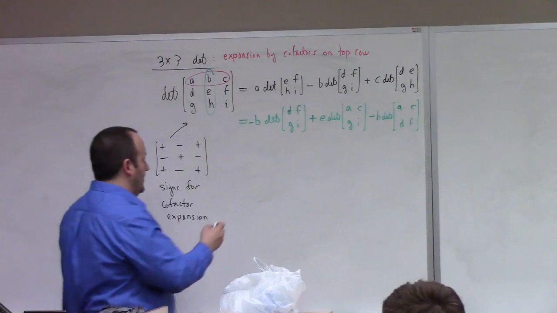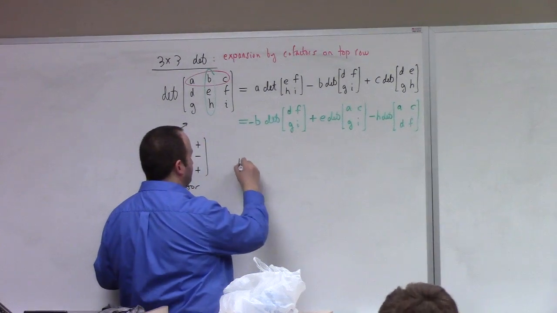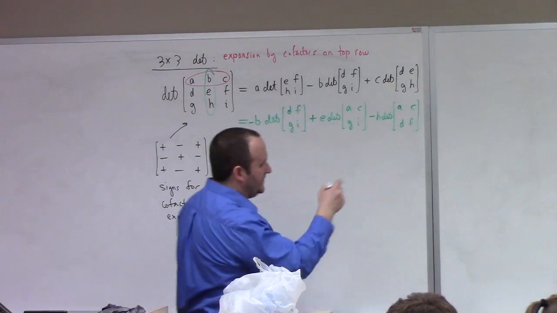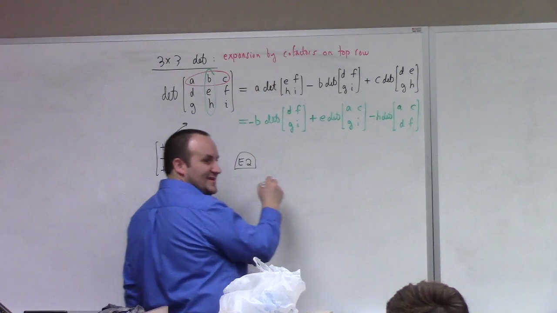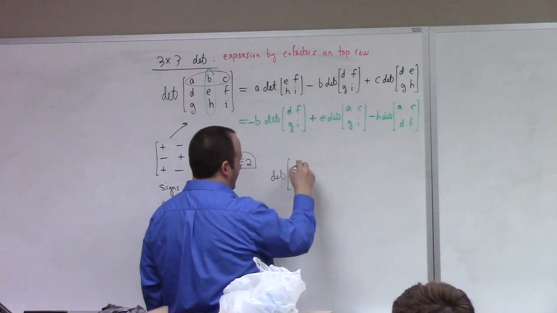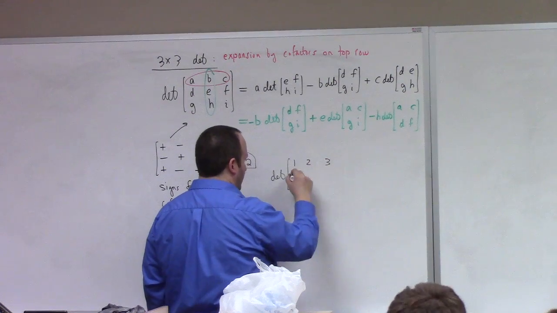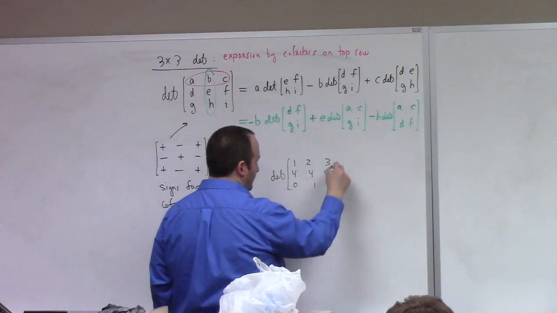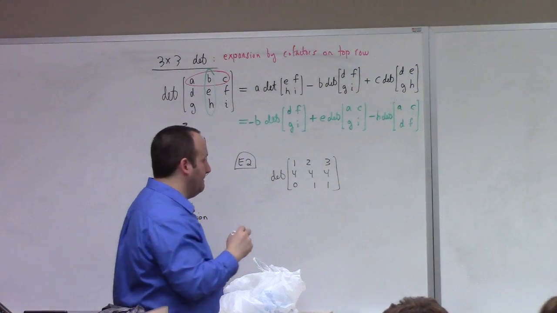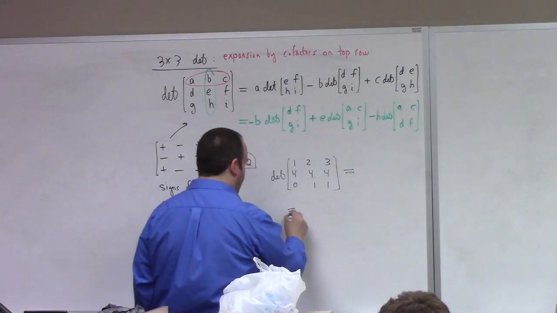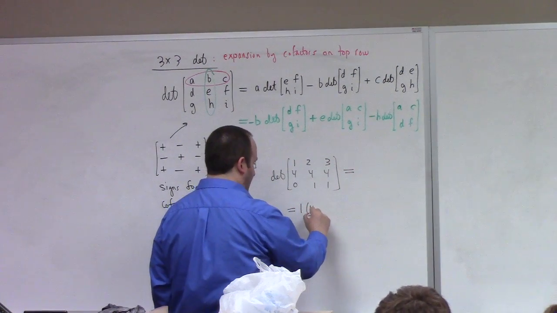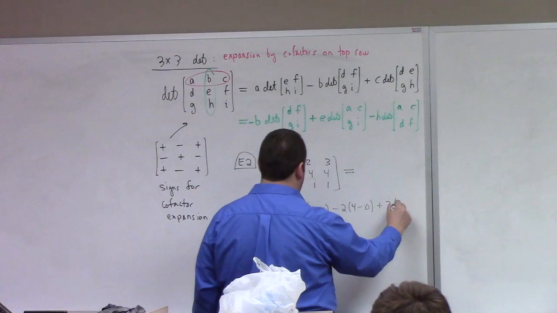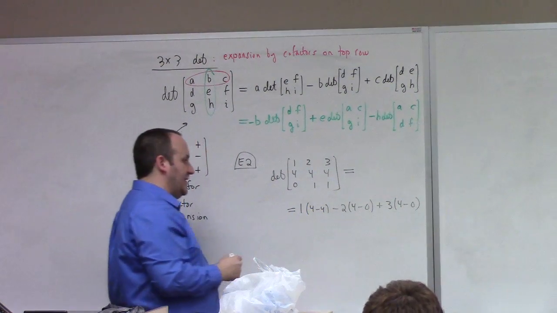But another example. What example am I on? Oh, my examples restarted. I reset the counter. So this is example 2. So determinant of 1, 2, 3, 4, 4, 4, 0, 1, 1. See how that goes? So I'm just going to write it down. That's 1 times 4 minus 4, minus 2 times 4 minus 0, plus 3 times 4 minus 0. I did the expansion across the top row.